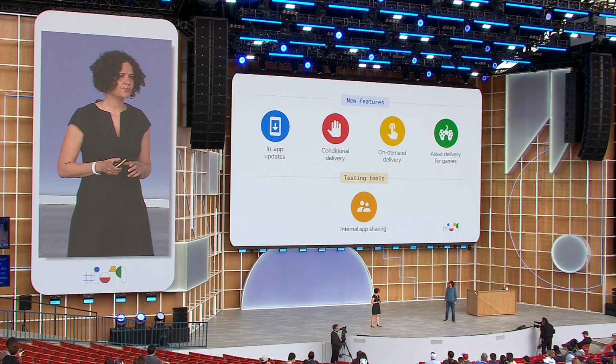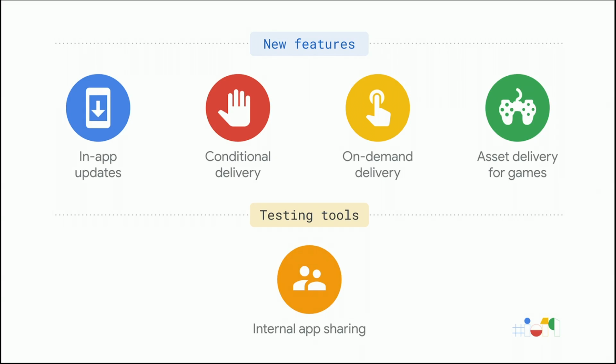Today, we'll cover 4 new product offerings that demonstrate the concept of customizable delivery. In-app updates that let you target updates directly from your app. Conditional delivery that lets you choose which feature modules to deliver to which devices. On-demand delivery that allows you to call for features only when you need them. And asset delivery for games that expands the app bundle to include game content, letting you package your game assets alongside your game binary and publish a single artifact to Play. We'll also talk about internal app sharing that gives you an easy way to share test builds with your testers.